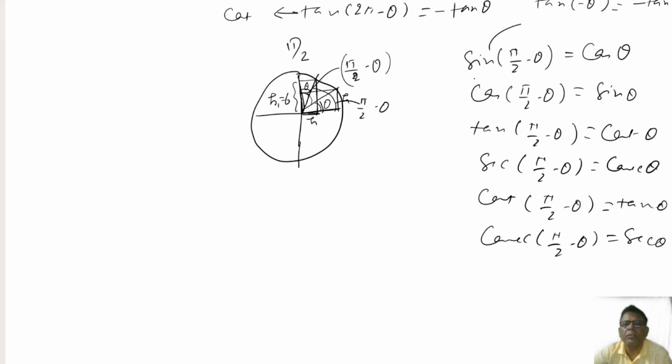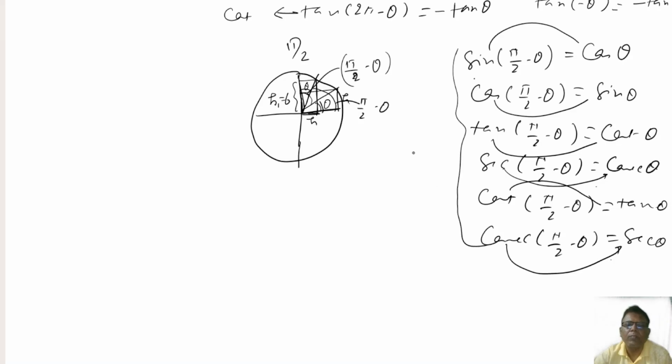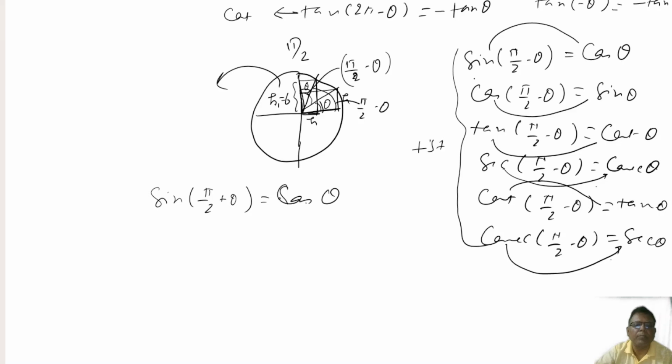So now sine is converting to cos, cos is converting to sine, tan is converting into cot, cot is converting to tan, sec is converting into cosec, cosec is converting into sec. So this is all valid for the first quadrant. What will happen in the second quadrant? In this quadrant, we know that sine is always positive. So sine of pi by 2 plus theta will be cos theta. Positive, it has to be positive.